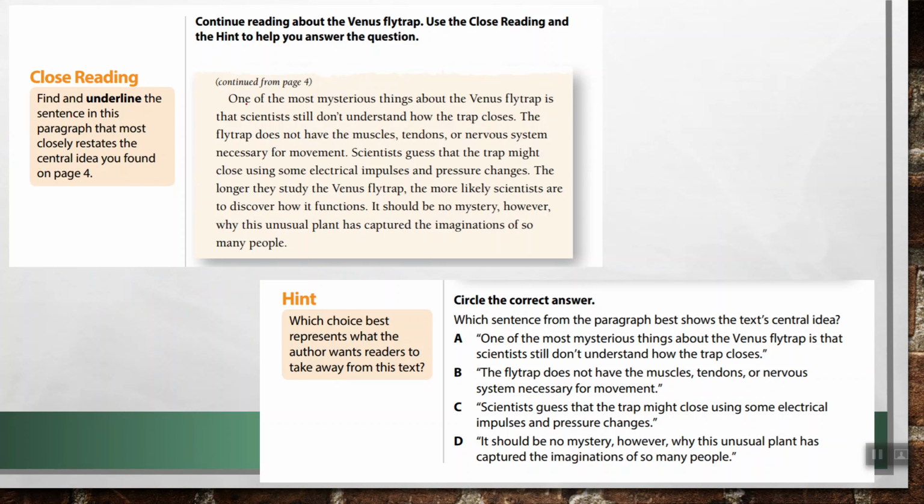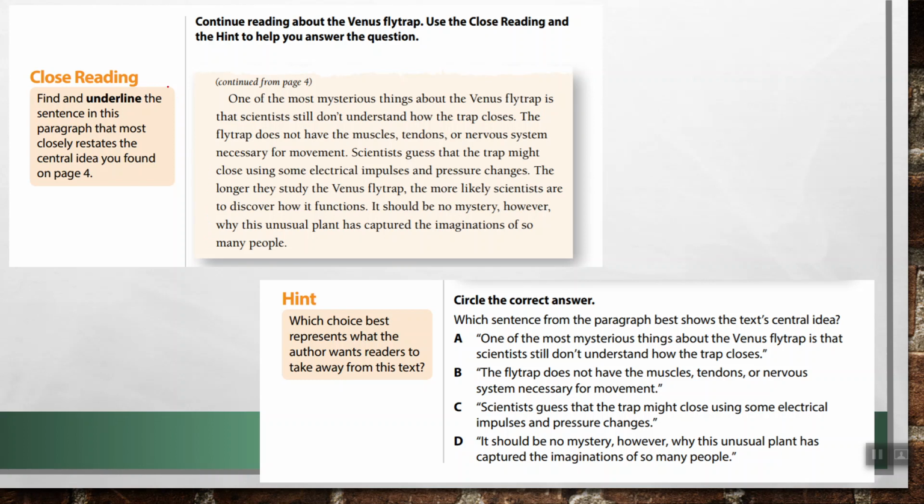We're going to continue reading. One of the mysterious things about the Venus flytrap is that scientists still don't understand how the trap closes. The flytrap does not have muscles, tendons, or nervous systems necessary for movement. Scientists guess that the trap might close using some electrical impulse and pressure changes. The longer they study the Venus flytrap, the more likely scientists are to discover how it functions. It should be no mystery, however, why this unusual plant has captured the imaginations of so many people.